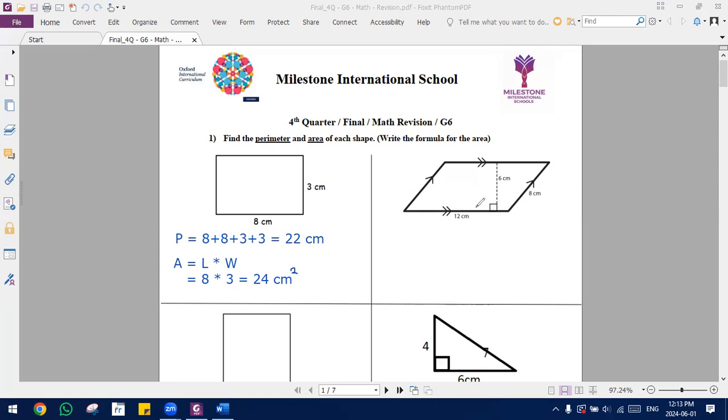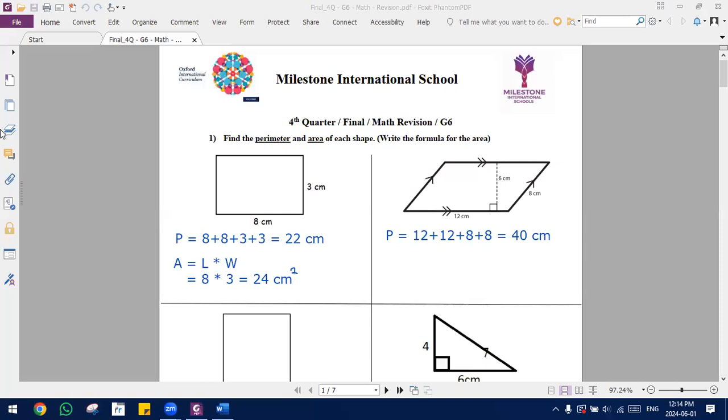Now the next shape we have is a parallelogram. I need to find the perimeter. So also opposite sides are equal in the parallelogram. So I will do P is equal to, we have 12 plus another 12, then plus 8 plus 8, which is equal to 40 centimeters.